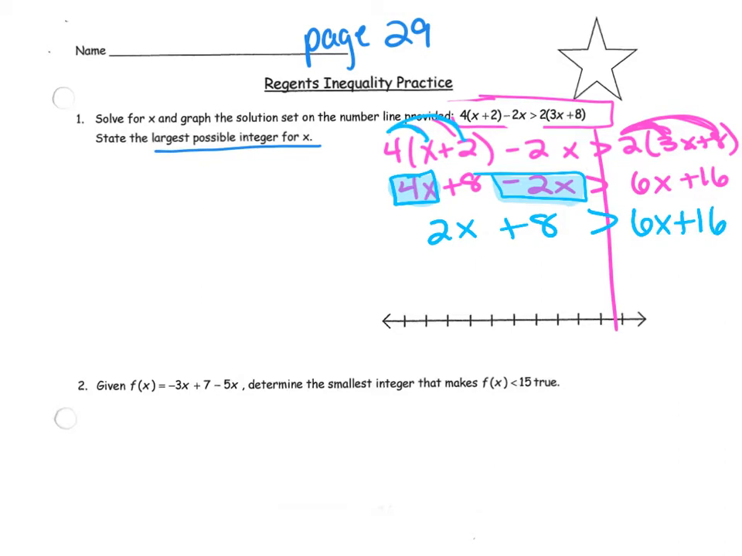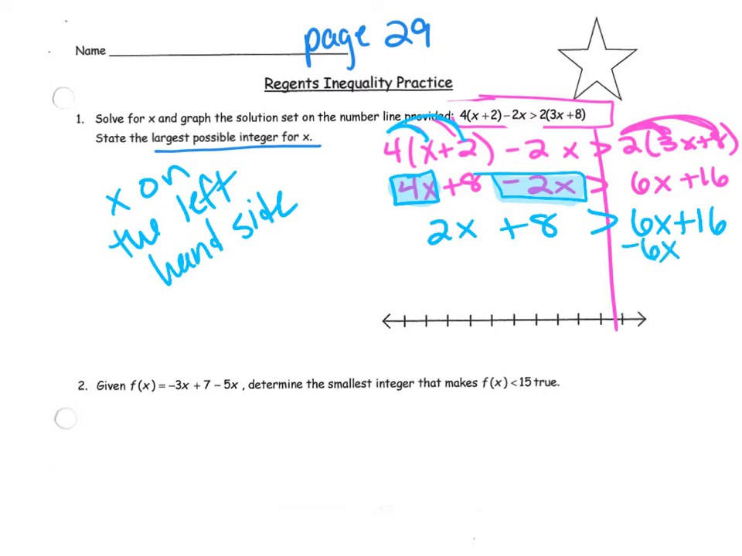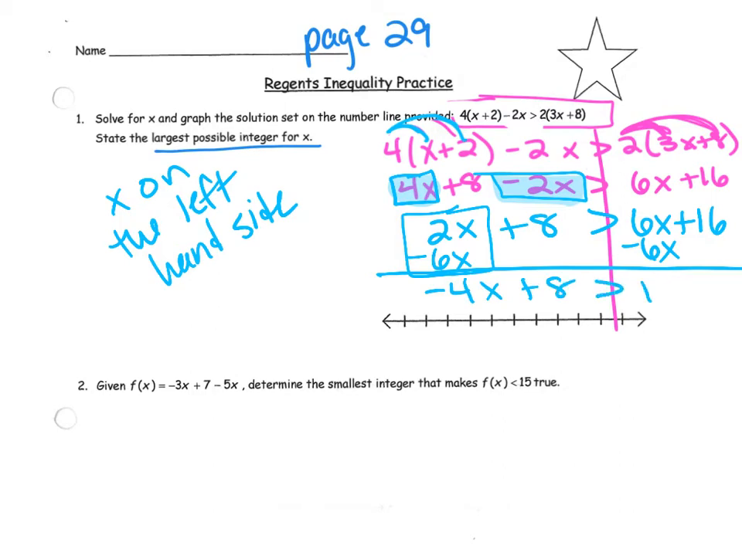We want to start to get x by itself. Guys, get x on the left-hand side. So I'm going to subtract the 6x on both sides. Notice the 6x gets paired with the 2x because we're combining like terms. We'll get negative 4x plus 8 is greater than 16. Sorry, I'm running out of space here, so let's write this over here. We have negative 4x plus 8 is greater than 16.